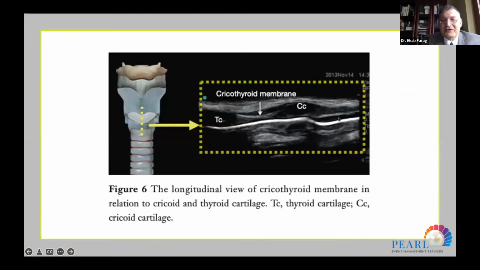This is another long axis view. You can see the thyroid cartilage, cricoid cartilage, and cricothyroid membrane. It is hypoechoic, with the hyperechoic air mucosa interface.